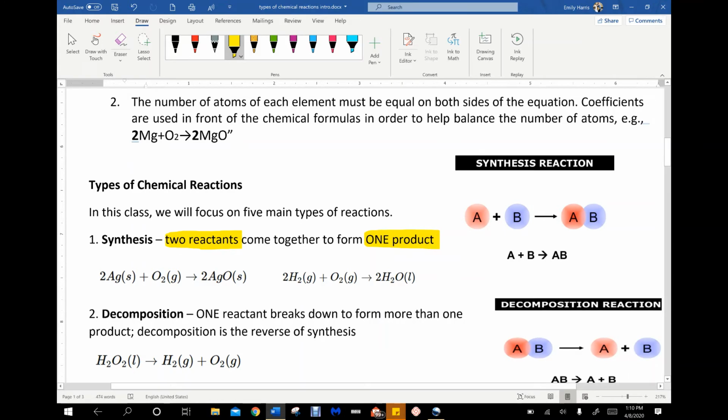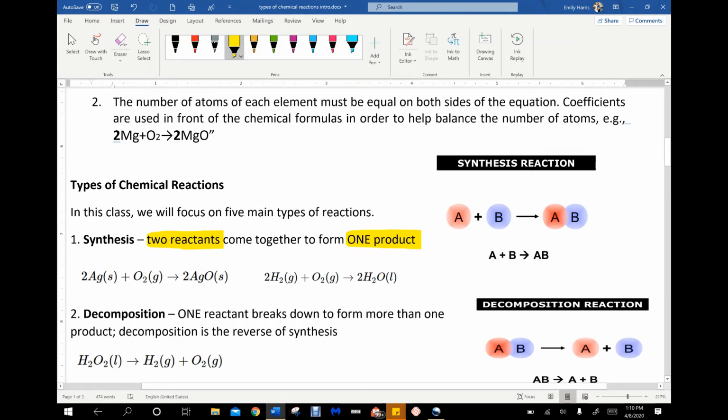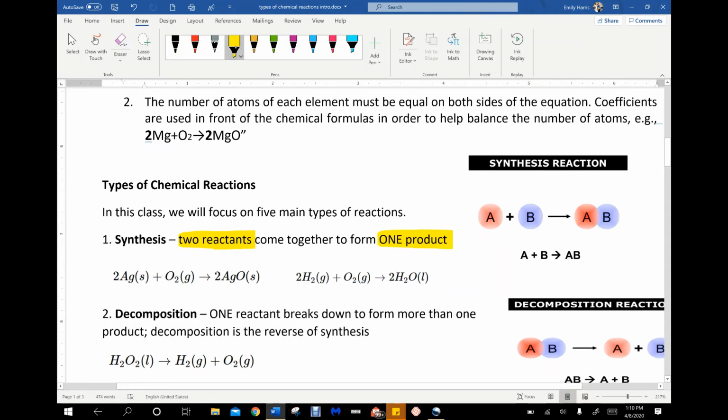So in our drawing here, we have A plus B combining to form AB. And so your synthesis reactions should start with more than one reactant and end up with just one product. And so typically in your synthesis reactions, you'll have just some simple elements like silver and oxygen, or hydrogen and water. And here again, we see them forming one product.